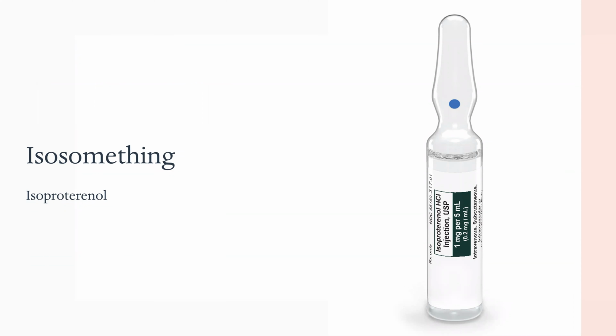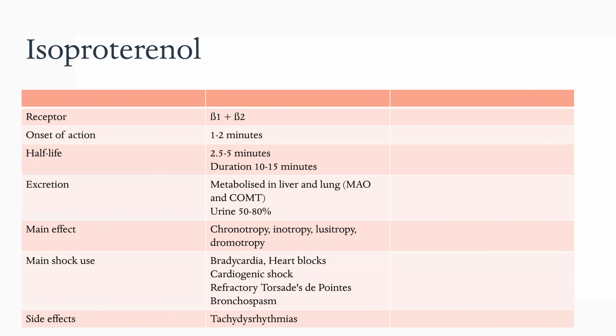Iso something, let's just go with that. Another pure beta agonist. Quick onset of action, short half-life. The main shock used here is anything cardiac, so bradycardia, heart blocks, cardiogenic shock, and then also refractory to SARS and bronchospasm.